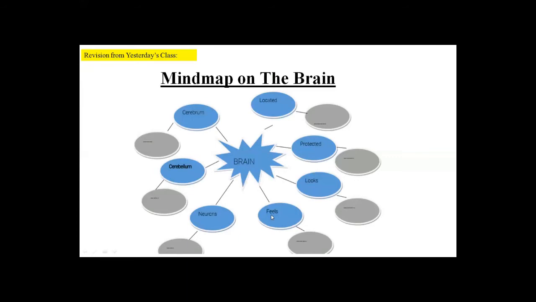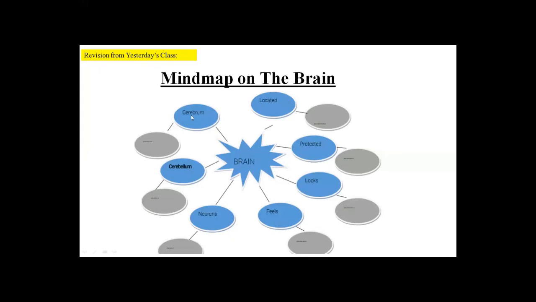How is the brain made? The brain is made up of nerve cells called neurons. How many parts of the brain do you remember, students? There are three main parts of the brain. We discussed two parts yesterday. One is the cerebrum, the second is the cerebellum.